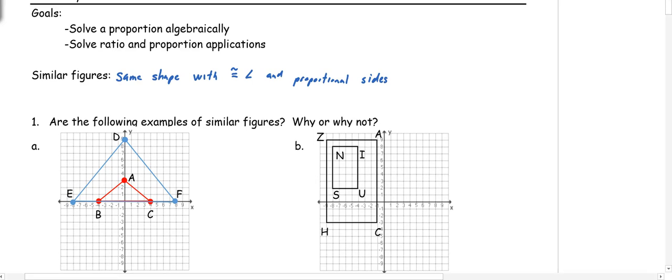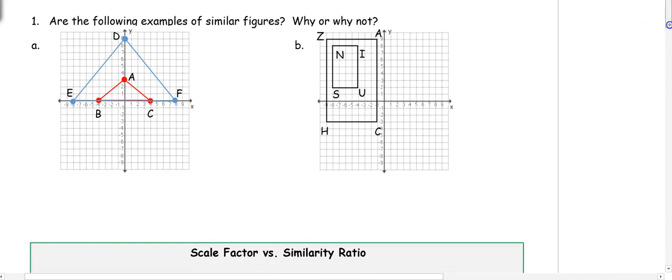This video is about solving a proportion algebraically and solving a ratio and proportion application. So remember that similar figures are the same shapes with congruent angles and proportional sides. Proportional sides means if we take two dimensions of our shape and compare them, they're all going to reduce to the same fraction. So in number one, are the figures similar or not similar, and why or why not?